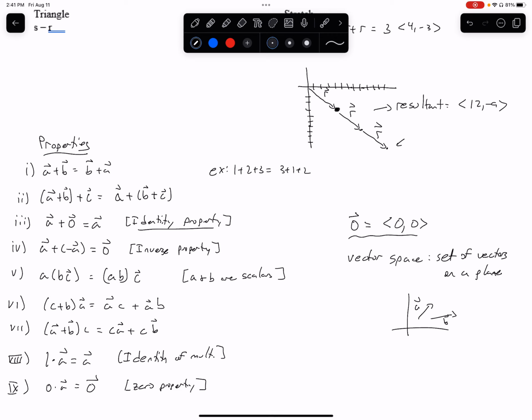Now, the one thing we haven't talked about yet is, well, how do we multiply two vectors together? What if I want to take vector A times vector B? What's that going to equal? We're going to talk about that in a couple of days.